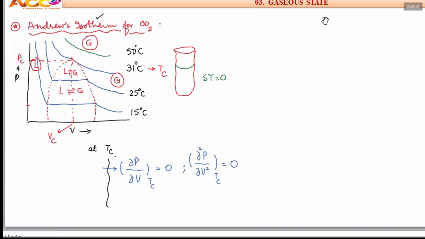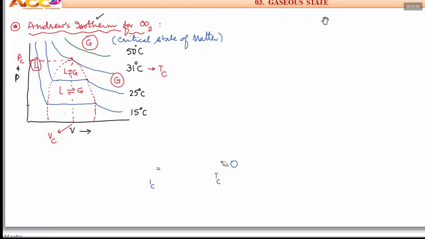Okay, do one thing. First of all, take a fresh page and write the heading Andrews isotherm of carbon dioxide. Below that, write one more heading: critical state of matter. Draw the figure systematically. In that, I'll write all the things which I have dictated or explained to you in a systematic manner. Take pencil and pen and draw the graph systematically. Go ahead.